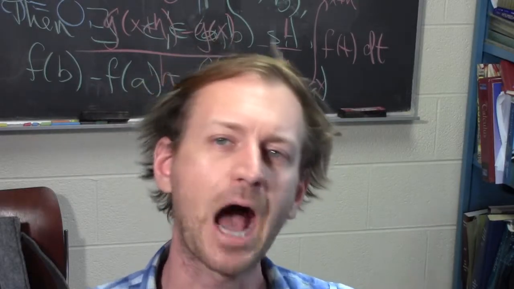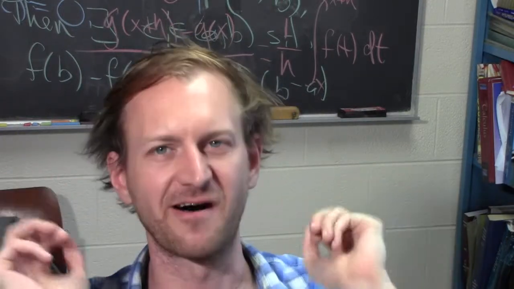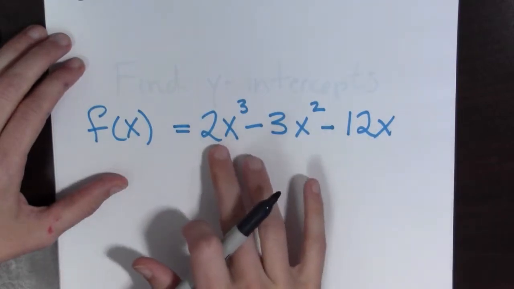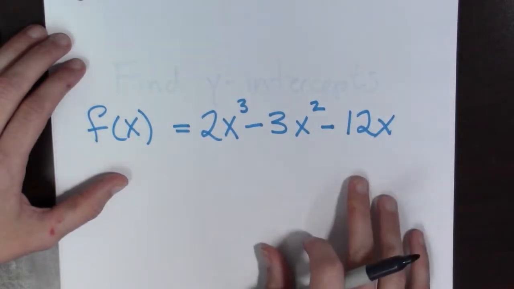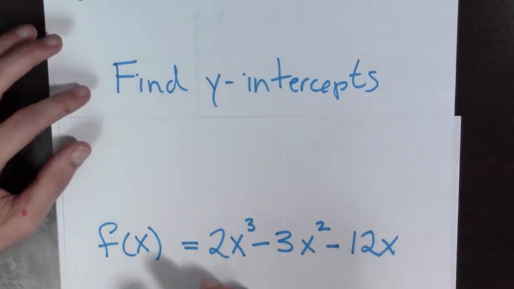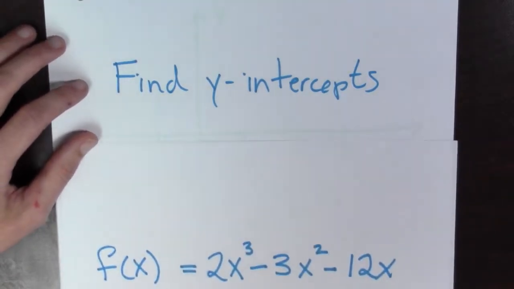Hello there! Now we're going to show you actually sketching a plot of a function. So now let's try to sketch this curve: f of x equals 2x cubed minus 3x squared minus 12x. The first step is perhaps to find the y-intercepts. Well, let's see. What are the y-intercepts here?